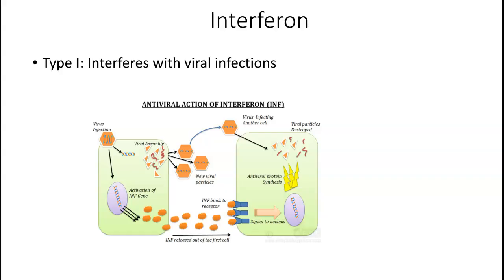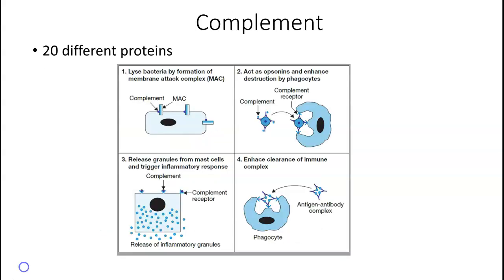So when that virus tries to enter, it's going to interfere with its protein synthesis. Those antiviral proteins are going to be interfering with how that virus can make its proteins. It's not going to be able to continue and make all of its parts. So this is interferon, which interferes with viral infections.